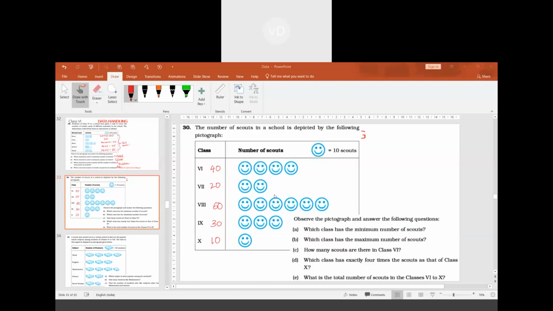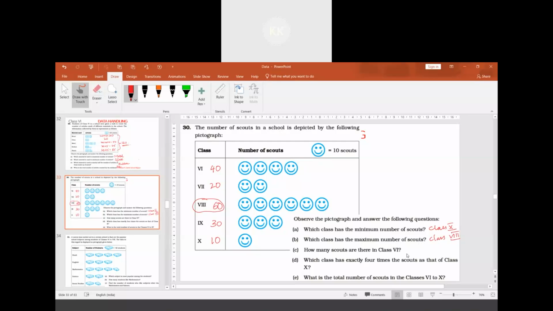Which class has the minimum number of scouts? The minimum number, you have to see from here, it is there in class 10th. Next we have, which class has the maximum number of scouts? Here there is maximum. It is class 8.